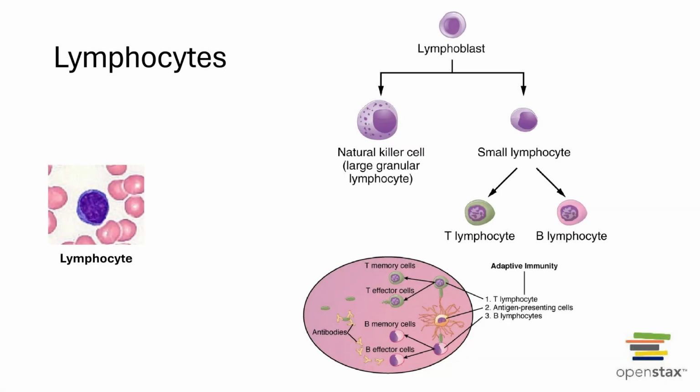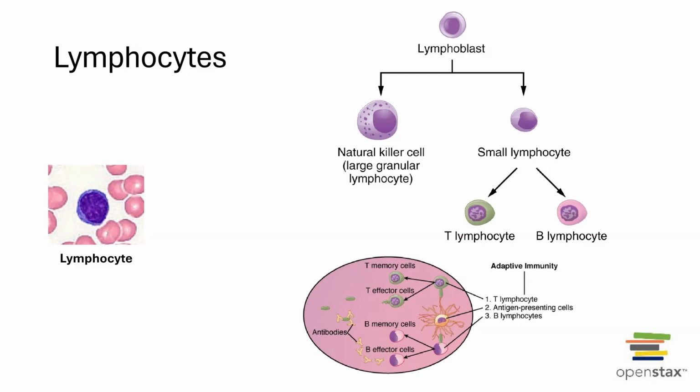Lymphocytes are the second most common type of leukocyte, accounting for about 20 to 30% of all leukocytes, and are essential for the immune response. The 3 major groups of lymphocytes include natural killer cells, B lymphocytes, and T lymphocytes.